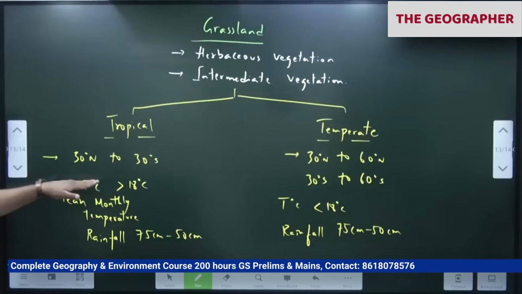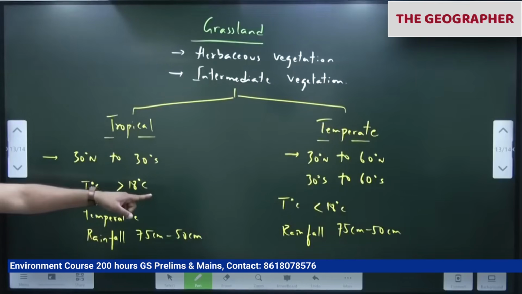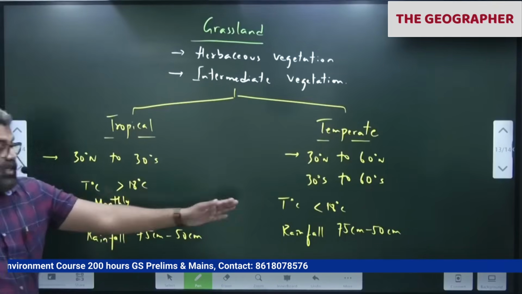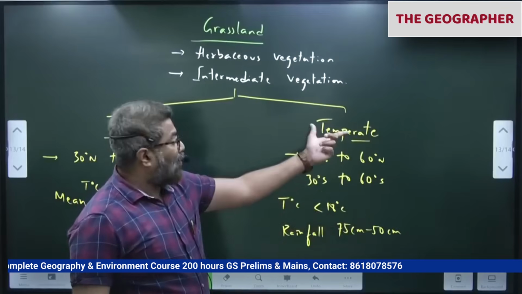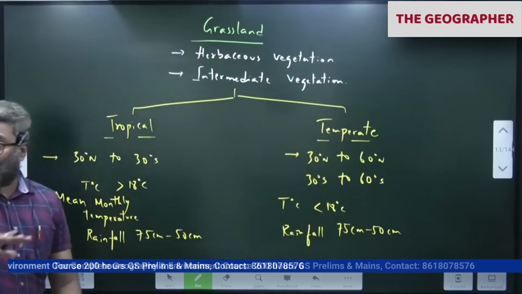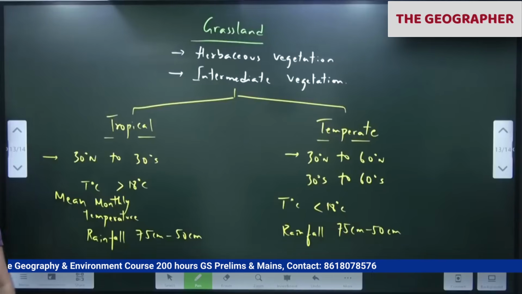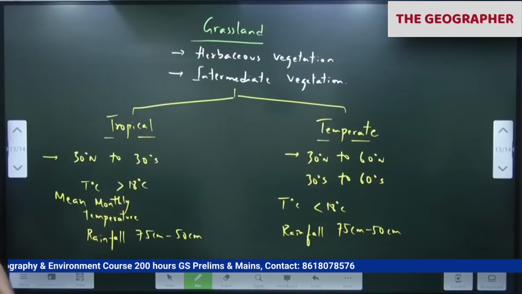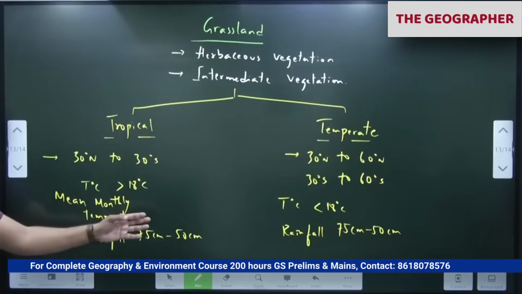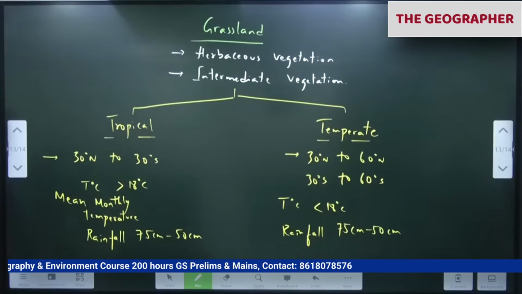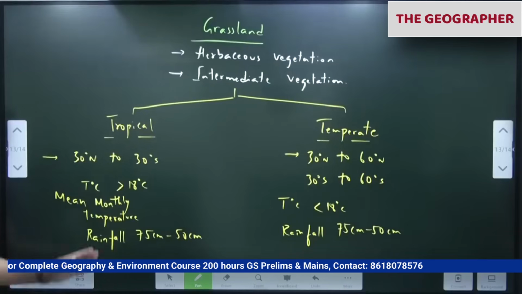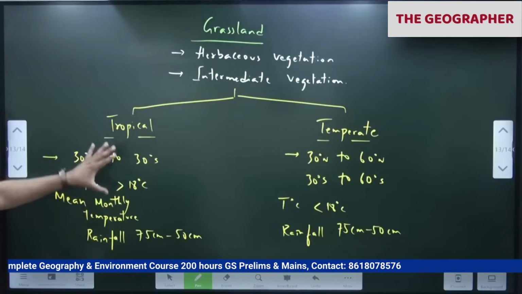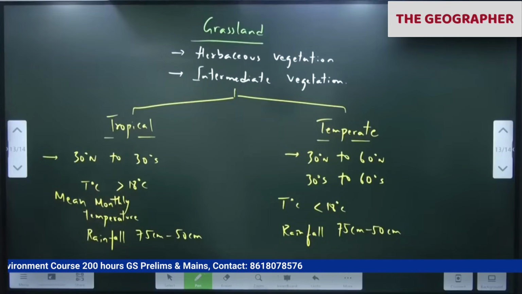So mean monthly temperature above 18 means hot, and below 18 means cold, so temperate. So what sets tropical and temperate apart? Temperature. Notice rainfall is same. Rainfall availability is same. Only the temperature is the varying factor. Abiotic factors should be clear first.